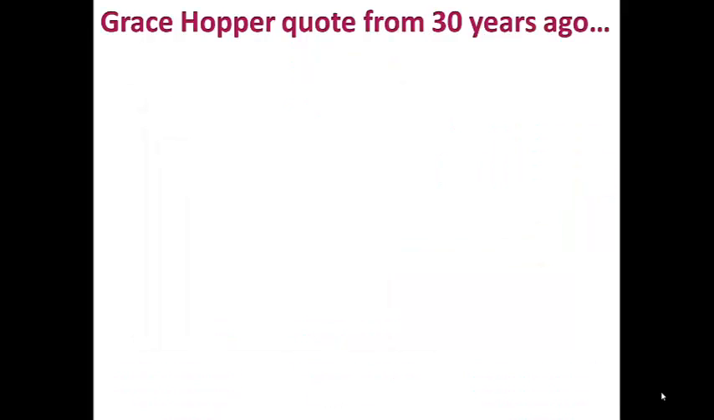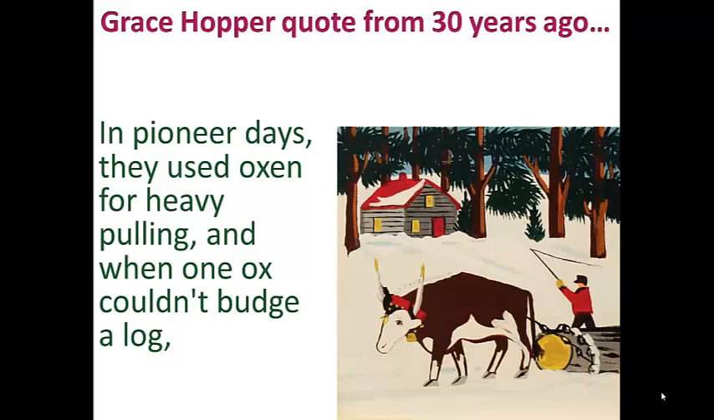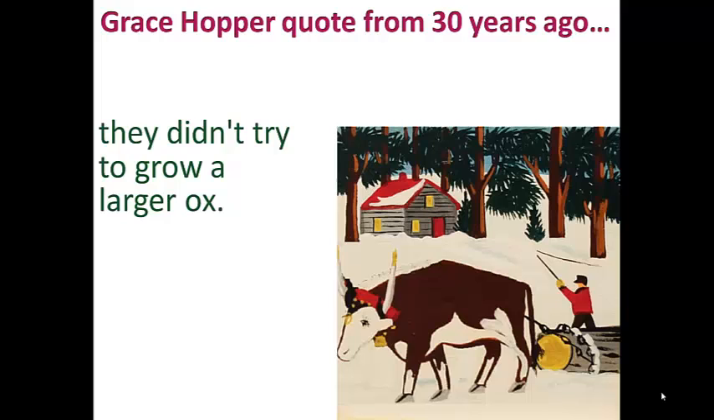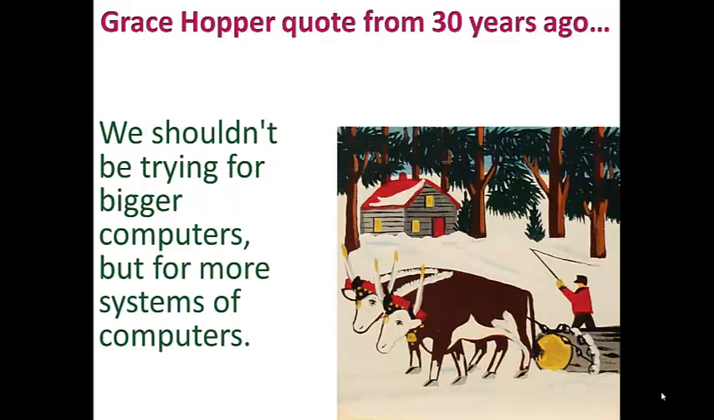Famous computer scientist Grace Hopper was credited with the following quote, which she spoke 30 years ago, but it's still relevant today to the kind of hardware system that Hadoop employs. In pioneer days, they used oxen for heavy pulling, and when one ox couldn't budge a log, they didn't try to grow a larger ox. We shouldn't be trying for bigger computers, but for more systems of computers.